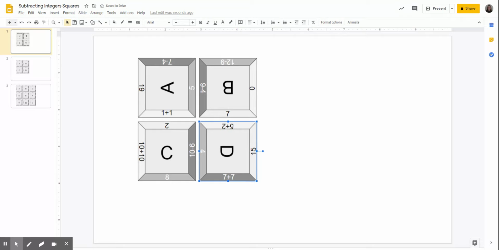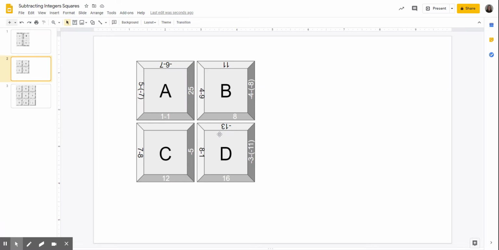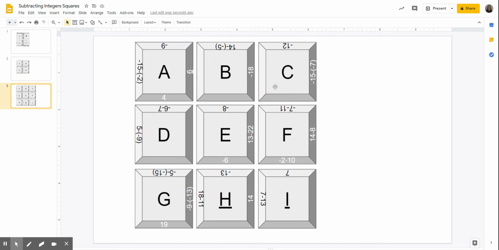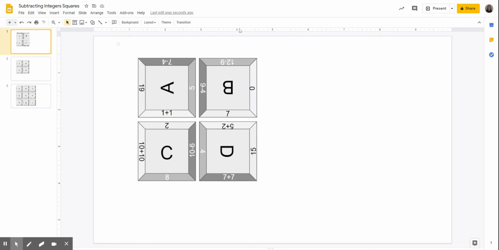9 minus 4 is 5. 1 plus 1 is 2. 10 minus 6 is 4. And 5 minus 2 is 7. The outside edges were ones that don't have any matches. And so now you've created a new 2 by 2 square where all of the edges match the problems with the answers. Now you will try it with a small 2 by 2 square and a larger 3 by 3 square. Good luck.